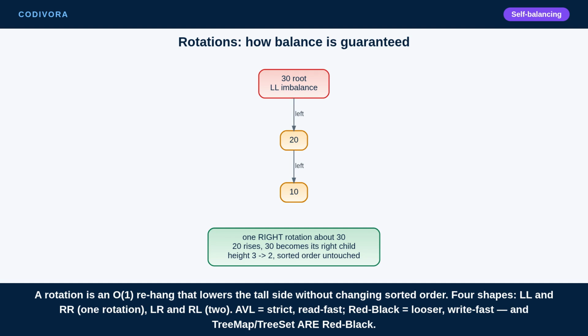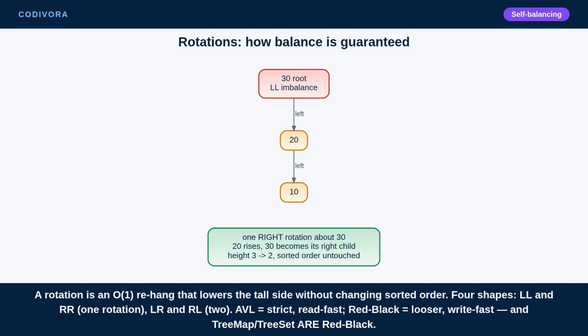Insert 30, 20, 10, and you get a straight left chain. That's the LL imbalance case. One right rotation about 30 lifts 20 to the top, 10 stays its left, and 30 becomes 20's right child. Height drops from 3 to 2, and the order is still 10, 20, 30. There are 4 shapes: LL and RR are fixed by a single rotation, LR and RL are fixed by 2.